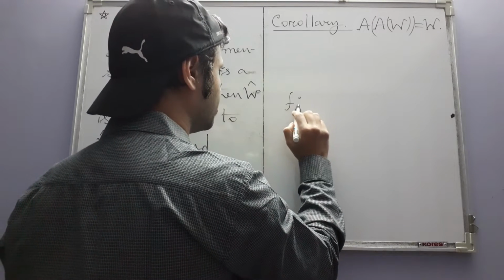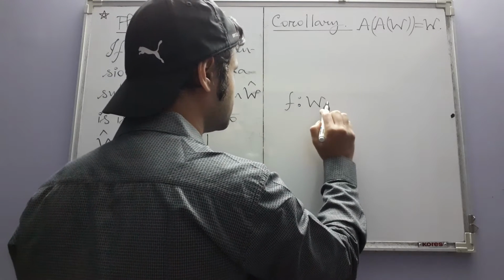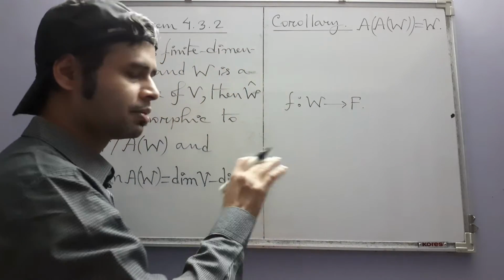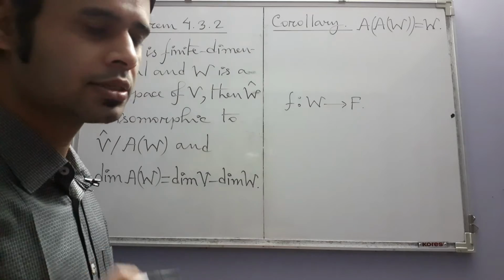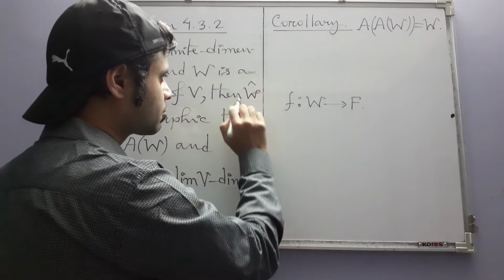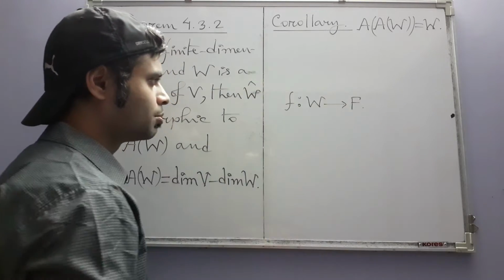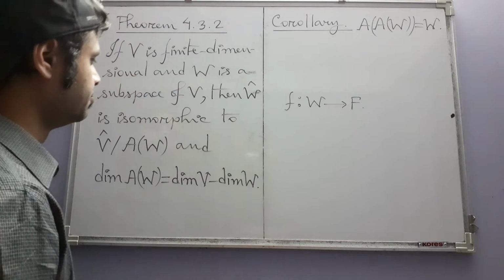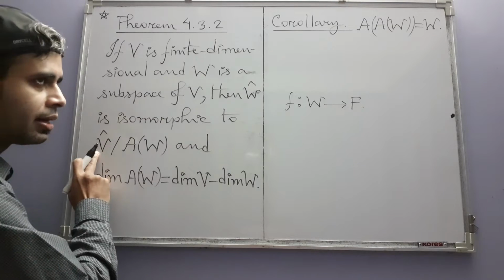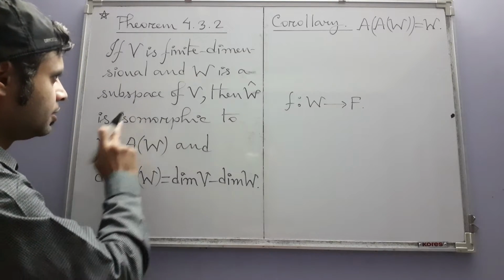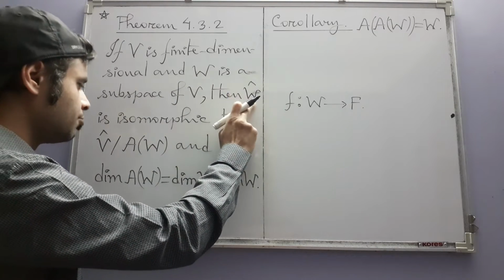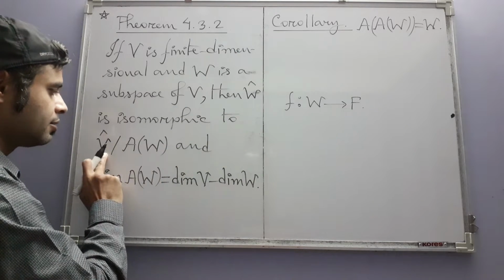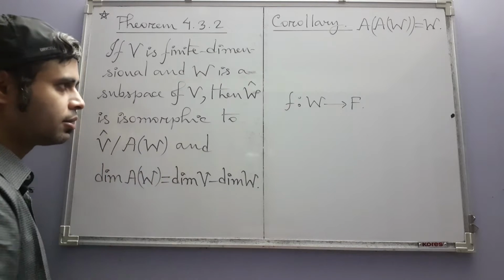consists of all vector space homomorphisms from W into the base field. If the field of scalars is F, then this consists of all such homomorphisms, which are also called linear functionals on W. Similarly, we have V hat, the dual space of V. We proved that W hat is isomorphic to this quotient of V hat by the annihilator of W.